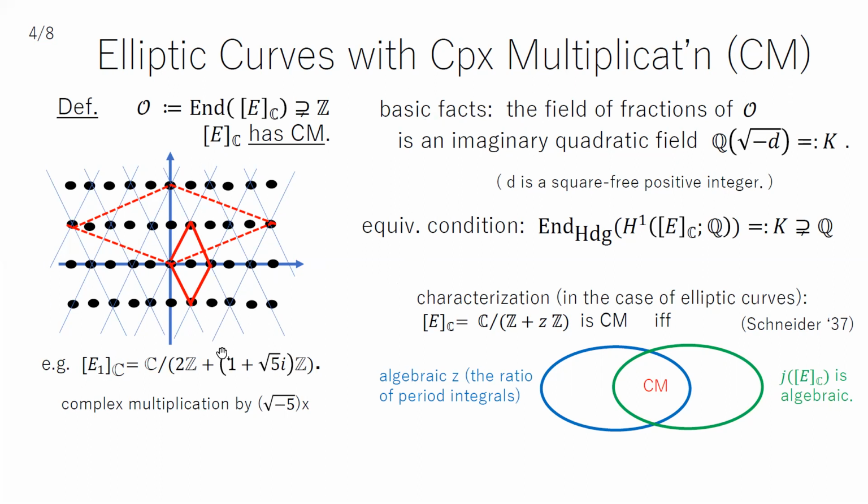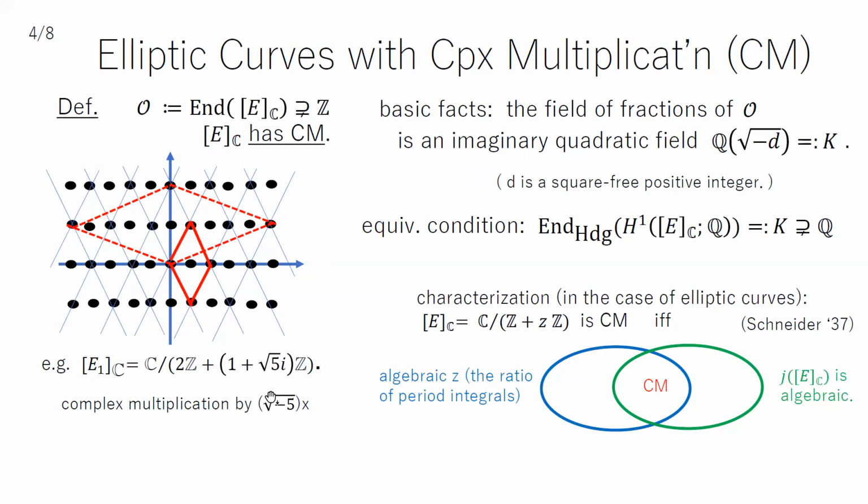So here's an example of an elliptic curve presented as the quotient of the complex plane over a free rank 2 lattice generated by 2 and 1 plus square root 5 times I. So that's the unit cell. The red one is the unit cell.